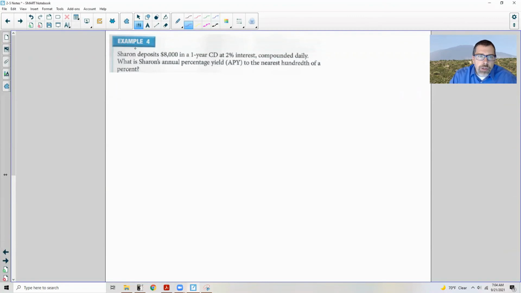Okay, example 4. Sharon deposits $8,000. There's our P. In a 1-year CD, there's our time. At 2%, there's our rate. Compounded daily, there's our N. Okay, what is Sharon's annual percentage yield to the nearest 100th of a percent? So P equals 8,000. R equals 0.02. N equals 365. T equals 1.